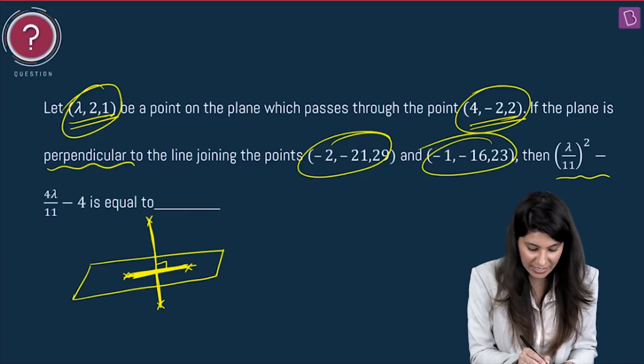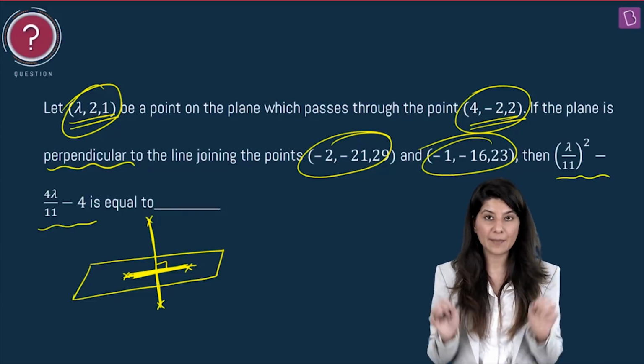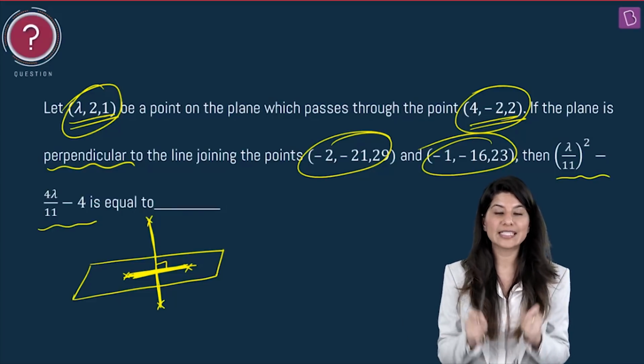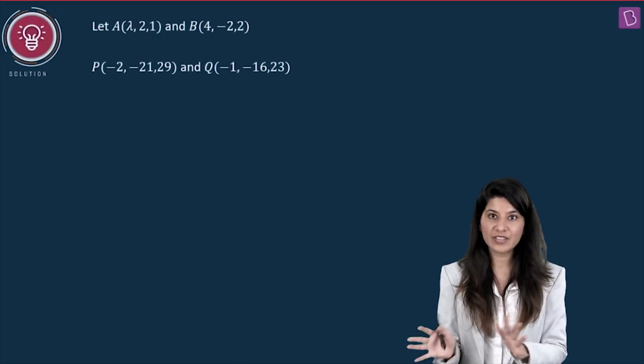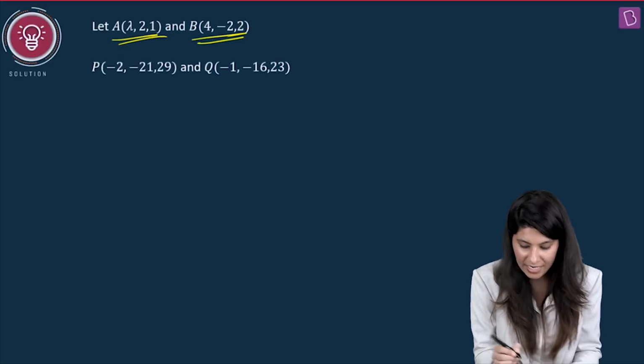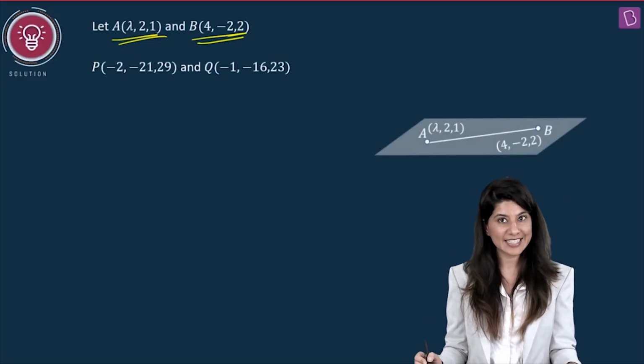And we need to figure out the value of this expression involving lambda. In short, what we want is the value of lambda. Okay. So now let's draw the figure nicely. We have 2 points A and B lying on the plane just like this.